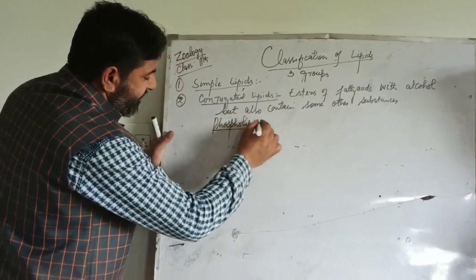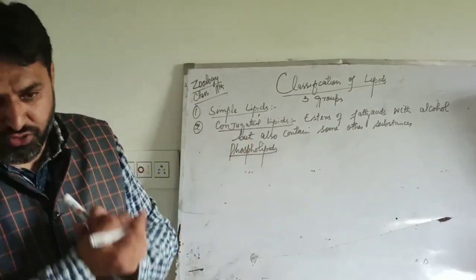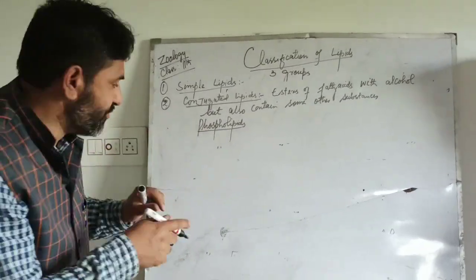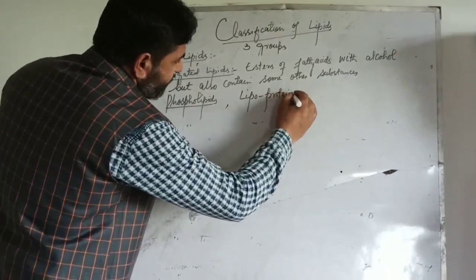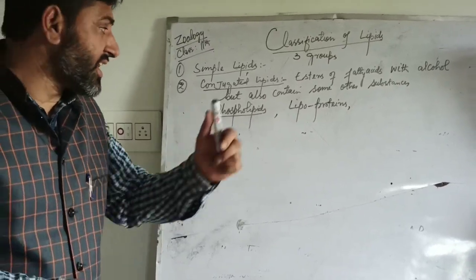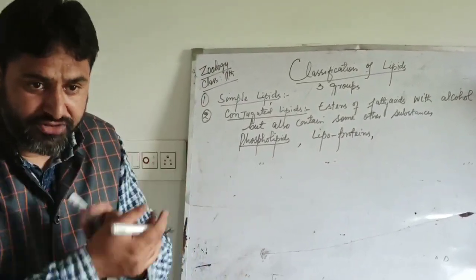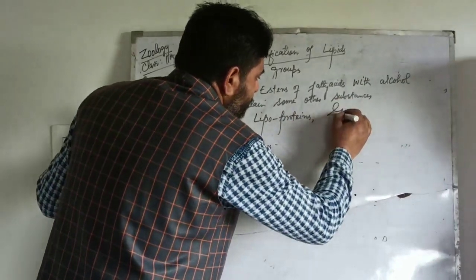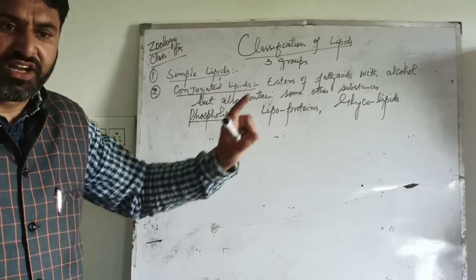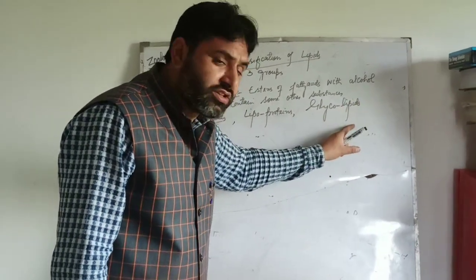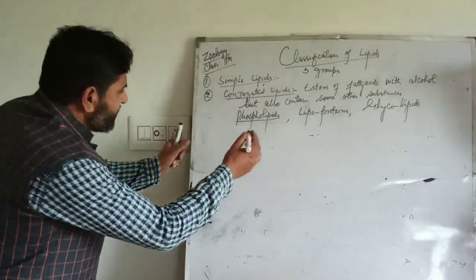These phospholipids contain fatty acid, glycerol, and a phosphate group. The other substance here is the phosphate group. They include lipoproteins. That means they contain fatty acids and glycerol, but they also contain another substance, protein. They also include glycolipids. That means they contain fatty acids, glycerol, and another substance, carbohydrate. We will take here the structure of phospholipids.